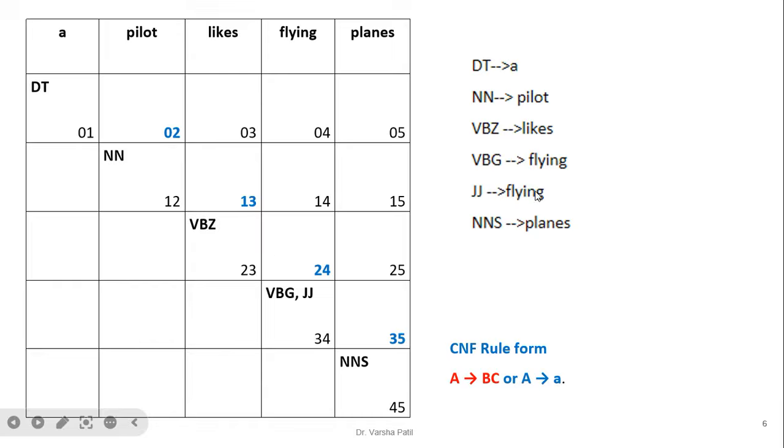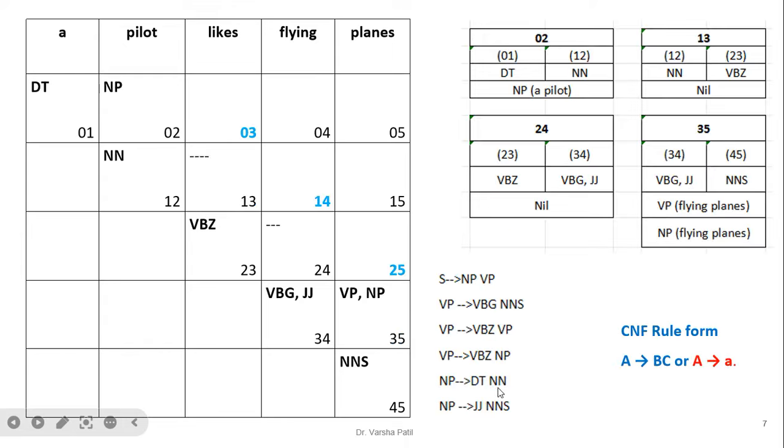Now flying comes with JJ and VBG also, because it acts as a gerund form as well as an adjective, and planes is NNS. So the diagonal values we are filling with the rule of the form capital A gives small a, that is, all terminal values. Now all the inner values are filled with the production rule form A gives capital BC. Now 0 2, 1 3, 2 4, 3 5 we are going to fill. Here we are using the dynamic programming concept.